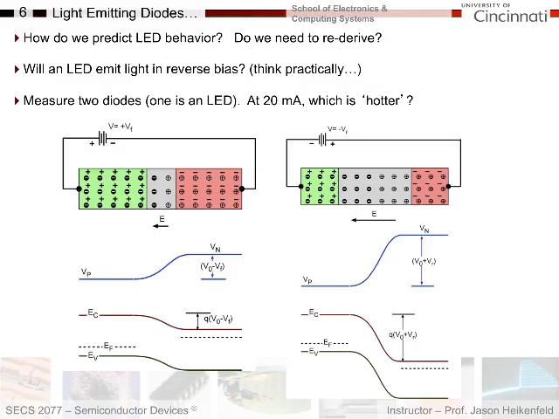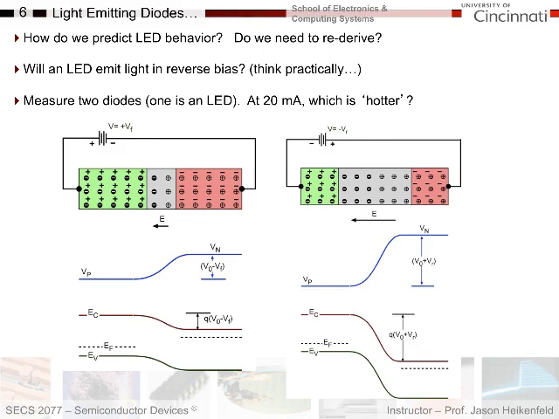So, how do we predict LED behavior? Do we need to rederive everything? Well, the answer is no. We just use the regular diode equations we had. Here's a question. Would an LED emit in reverse bias? Don't even think about this question. Think about it practically, because you know that in reverse bias, your reverse saturation current is absolutely tiny. So even if you did get a little bit of recombination leading to emission as carriers drifted to the other side, it doesn't matter. Who cares? It's such a tiny amount that it's totally impractical. It's orders and orders of magnitude lower than the forward bias.